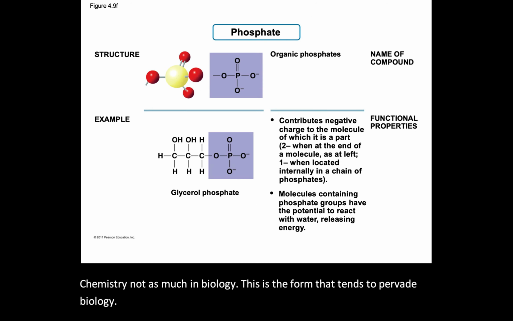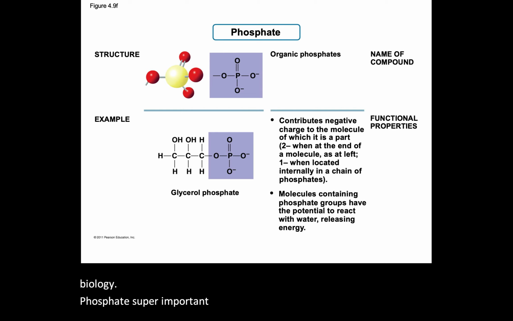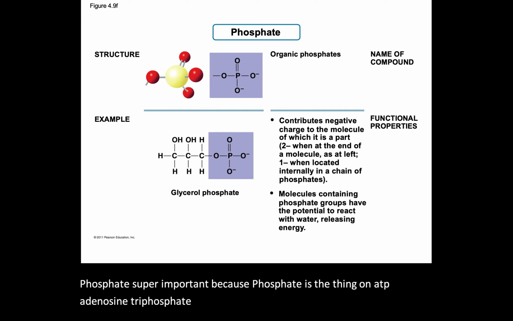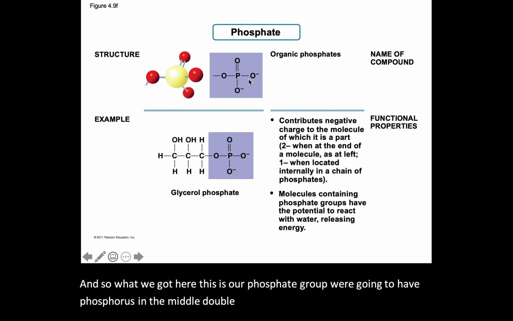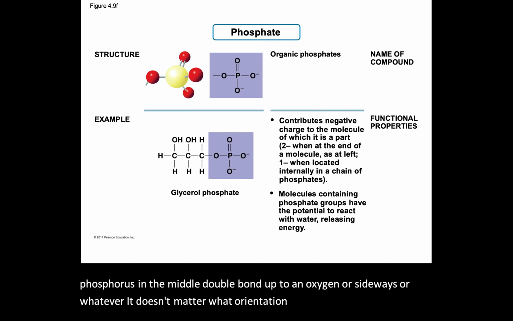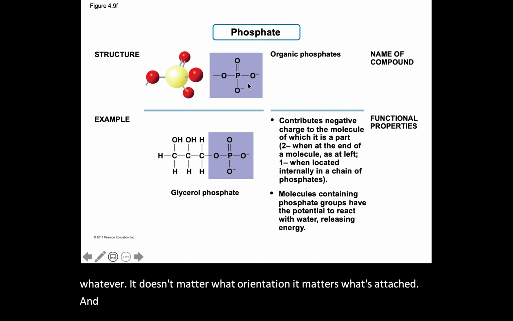Phosphate, super important because phosphate is the thing on ATP, adenosine triphosphate, that is the energy currency of the cell. Yeah, you remember that stuff. Yeah, of course you do. And so what we've got here, this is our phosphate group. We're going to have phosphorus in the middle. Double bond up to an oxygen, or sideways or whatever. It doesn't matter what orientation. It matters what's attached. And then two oxygens with negative charges over here, and another oxygen that is going to be attached to something.